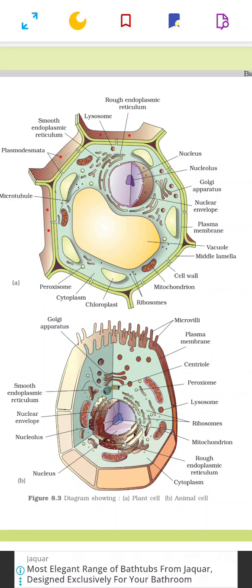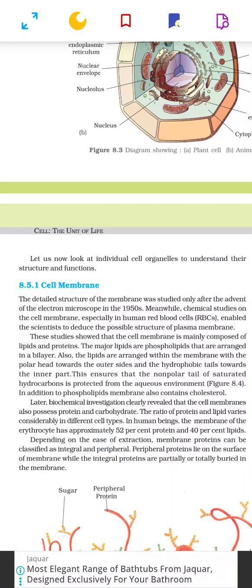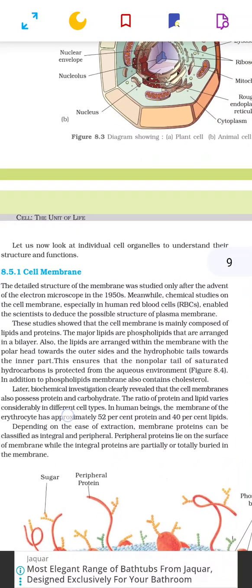Both are eukaryotic cells. Plants have some additional things. For example, plants have a cell wall, but in animal cells the cell wall is absent. Cell wall is a rigid and supportive structure which is absent in animal cells. Let us now look at individual cell organelles to understand their structures and functions.